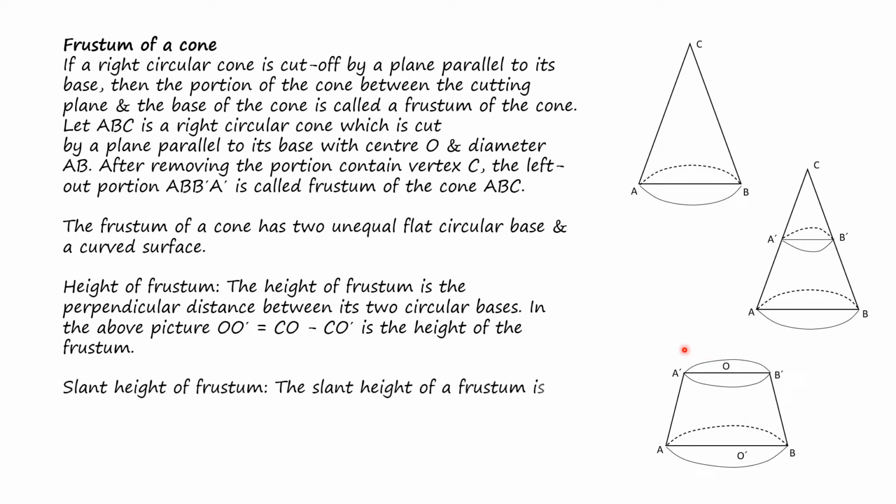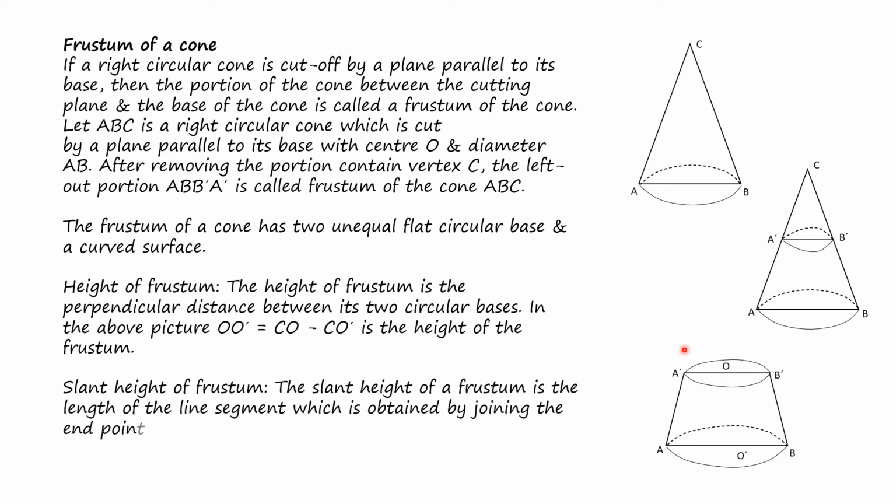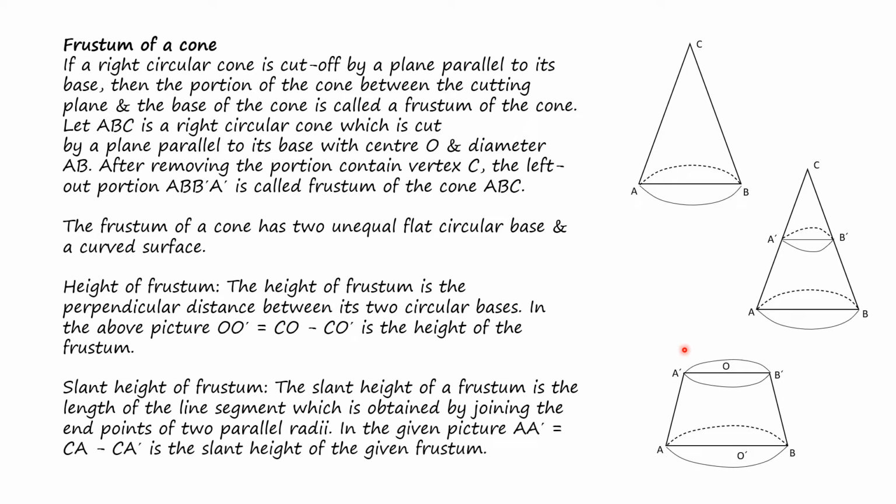Slant height of the frustum. The slant height of the frustum is the length of the line segment obtained by joining the endpoints of the two parallel radii. In the given picture, A dash, which is equal to CA minus CA dash, is the slant height of the given frustum. So here, A A dash, or we can say B B dash, is nothing but the slant height of the given frustum.